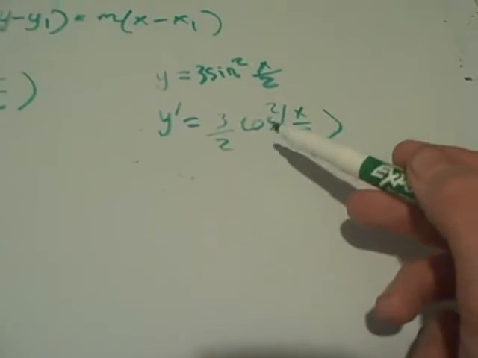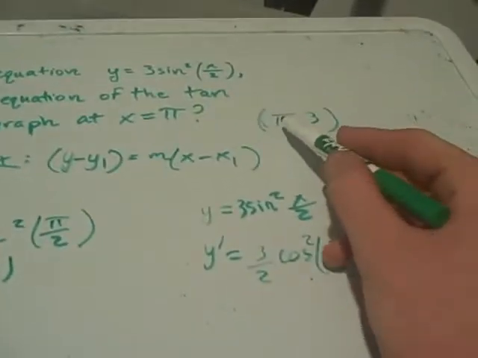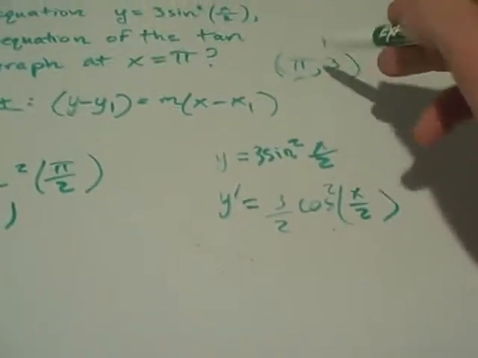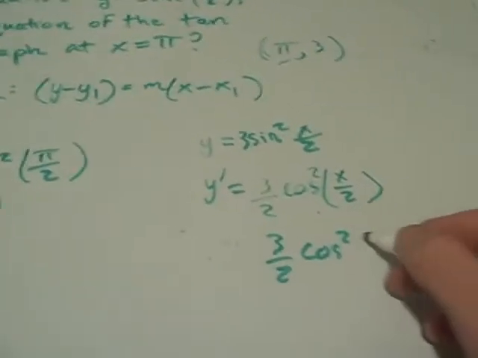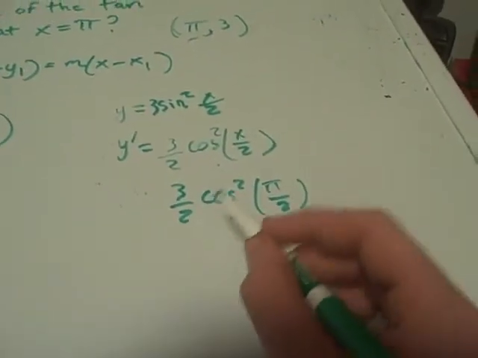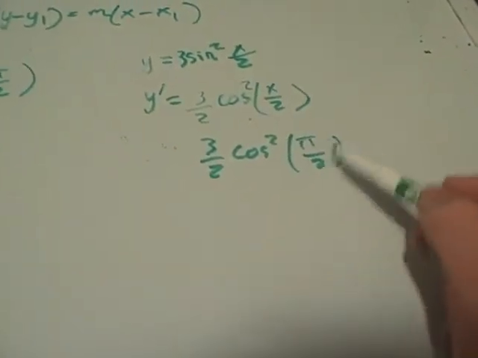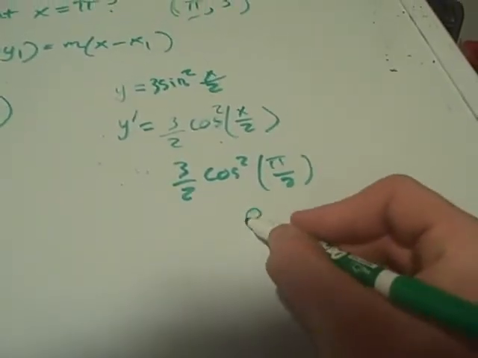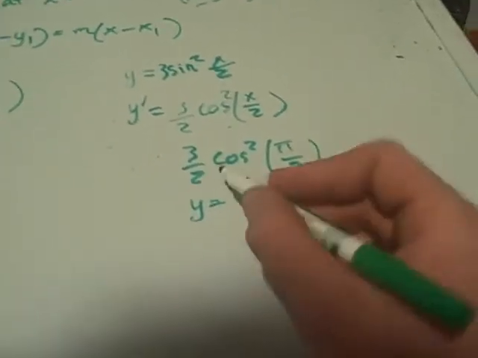Now what do you do to get your slope? Well, what you're going to have to do is plug your x, which is pi, into your derivative formula. So you're going to get 3/2 cosine squared of pi over 2. This is where the critical point comes in. No matter what this derivative is, you know you're going to have a cosine of x over 2. So when you put pi over 2 in there, you're going to have a 90. What is cosine of 90? 0.